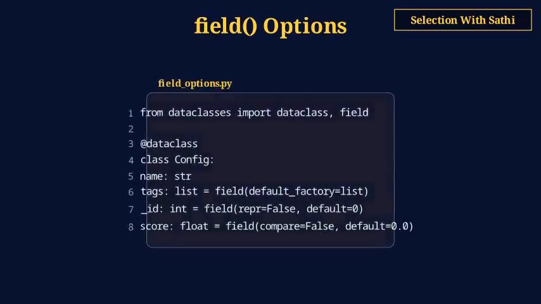The field function gives fine control over individual fields. default_factory=list avoids the mutable default argument trap. repr=False hides a field from the printed representation. compare=False excludes a field from equality checks. init=False means the field is set in __post_init__, not in the constructor.